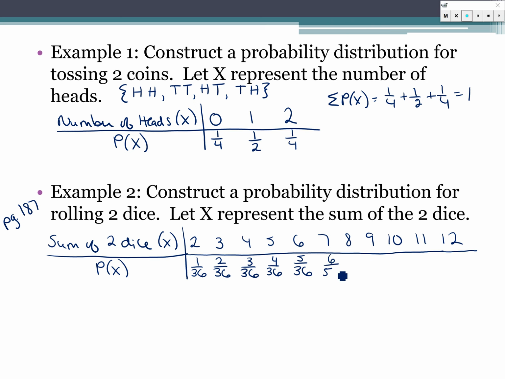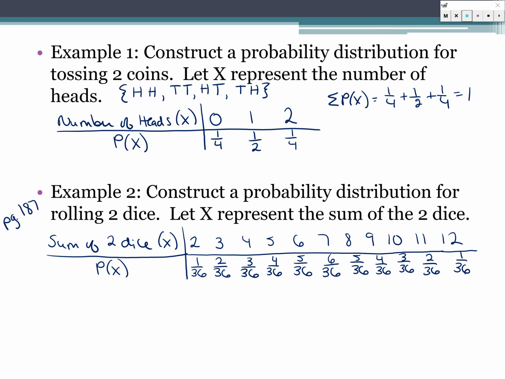7 can happen 6 ways. 8 can happen 5 ways. 9 is 4 ways. 10 is 3. 11 is 2. And 12 is just 1, and that's when we roll the double 6.